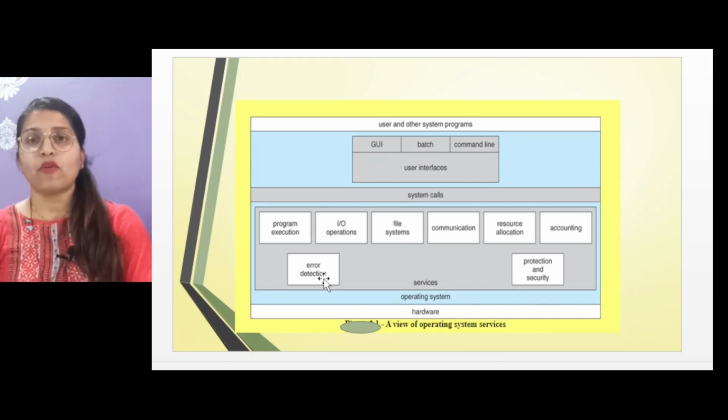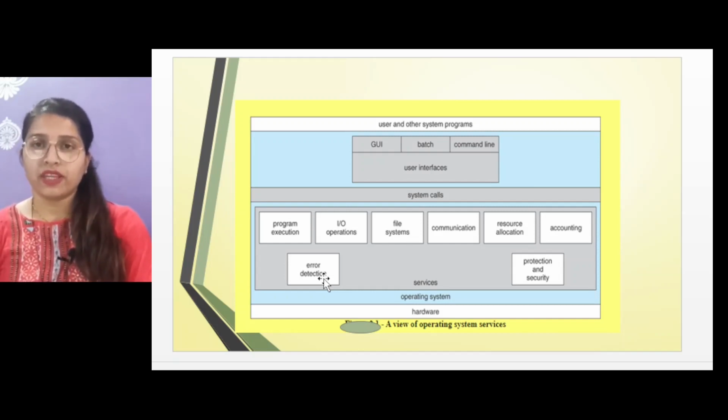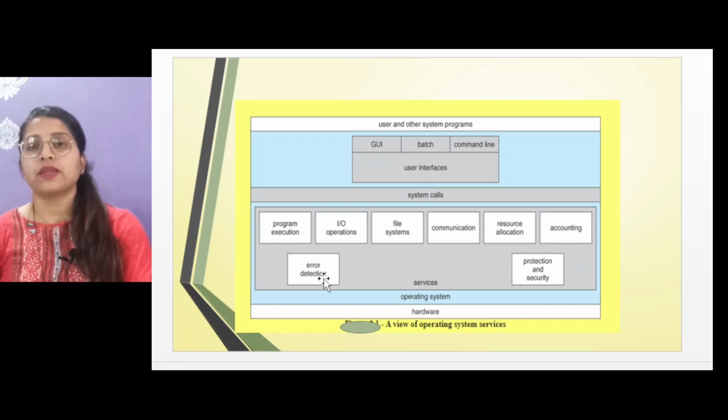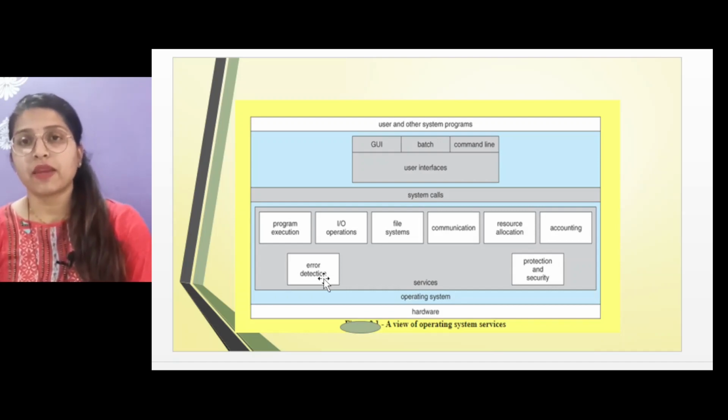Another service of the operating system is communication. There may be a scenario where one process requires some data from another process. In such a case, communication plays a vital role. The processes can be on the same system or on different systems. Communication can happen via message passing or via shared memory. How the communication needs to take place is taken care of by the operating system.